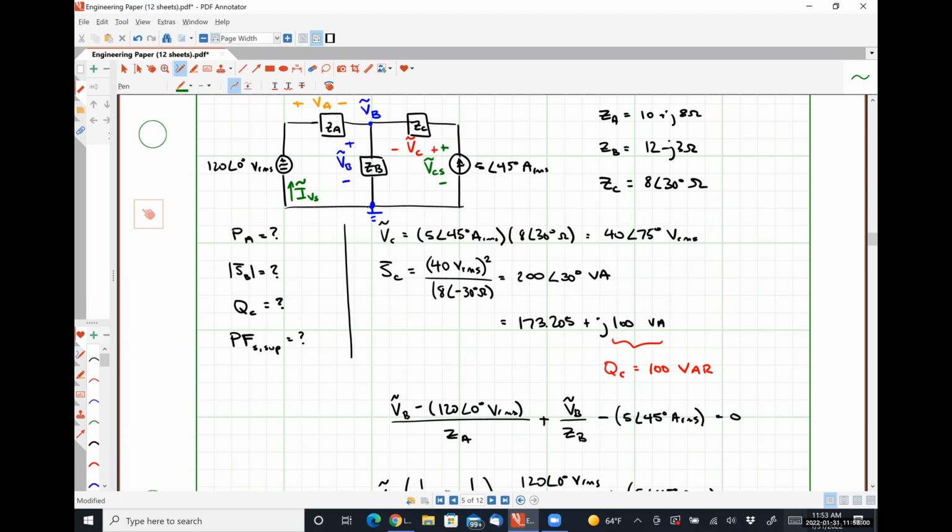Yeah, VB plus VC. KVL around the right-hand loop, so VCS will be VC plus VB. Absolutely. And then from there, the difference of the angles gives us our power factor angle. Then we take the cosine of that and we're good to go. We're running low on time, so I'm trying to hurry up here.